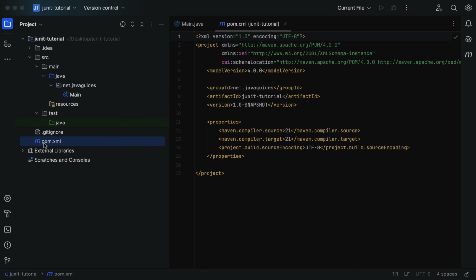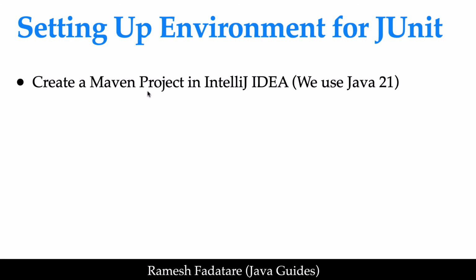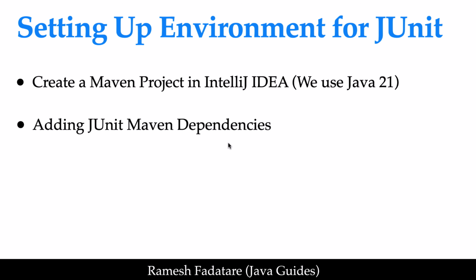Okay, next go to the pom.xml file, and here you can see Java 21 is configured. Alright, now we have created a Maven project in IntelliJ IDEA and we have used Java 21. Next step is adding JUnit Maven dependencies.